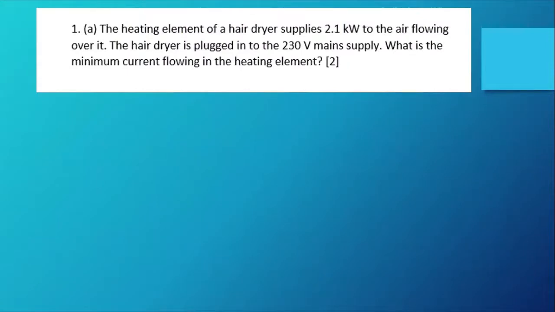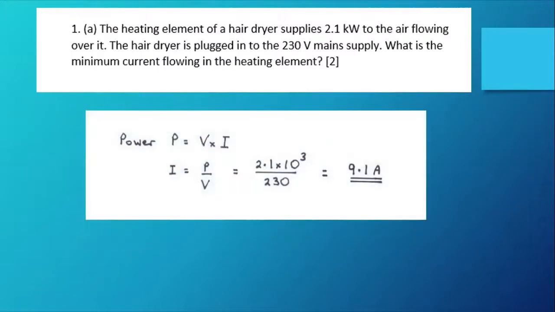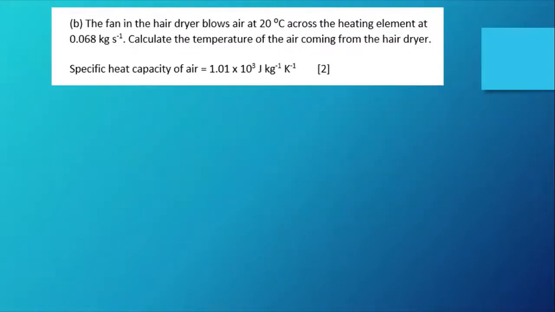Here, we've got an exam question, a past exam question. The heating element of a hairdryer supplies 2.1 kilowatts to the air flowing over it. The hairdryer is plugged in to the 230 volt mains supply. What is the minimum current flowing in the heating element? Well, we've got power, we've got voltage. Power equals V times I, so I equals power over the voltage, and we get about 9.1 amps. Right, fine. Let's go a bit further.